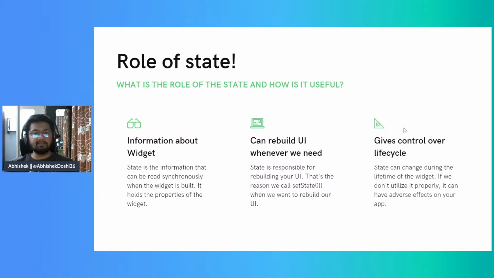Second, it can rebuild the UI whenever we need. Let's say the user is in your application, and after 5 minutes you want to rebuild your UI. You can do that using state. That's the reason we call setState. What setState basically does is rebuild your UI, and under the hood, the state object does that part. It just calls the build method again, and your UI is rebuilt.